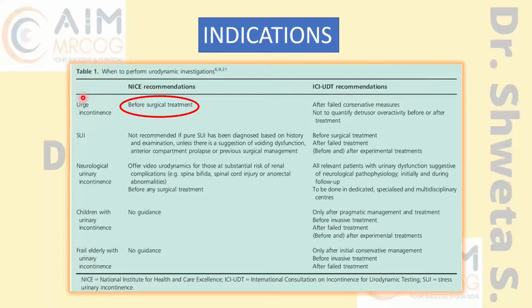to make sure that this is urge incontinence. In cases of stress urinary incontinence, we saw that in pure SUI, NICE doesn't recommend it, but you have to do it if there is voiding dysfunction, anterior compartment prolapse, or previous surgical management. This is very important to understand.